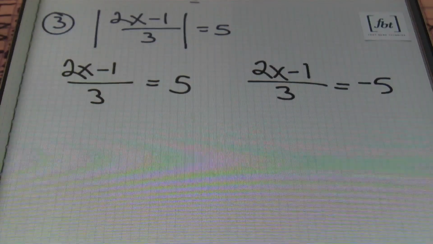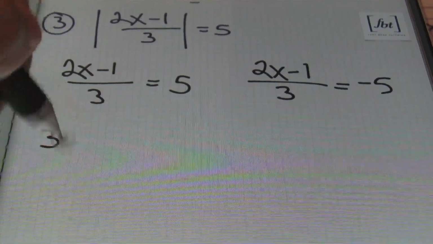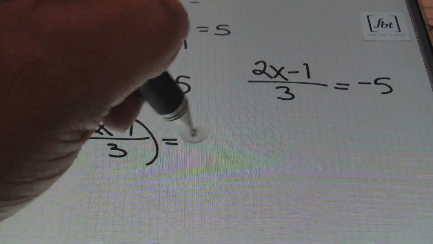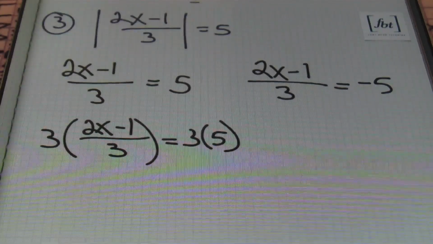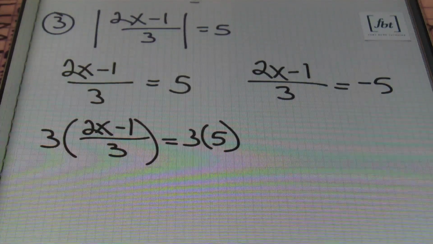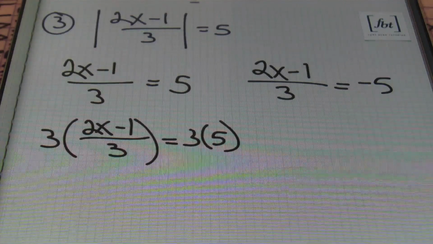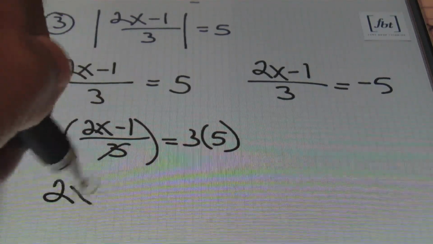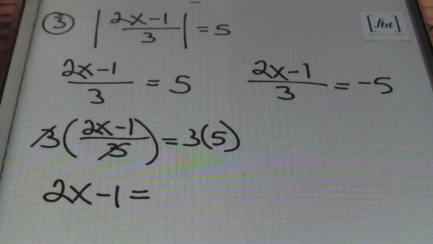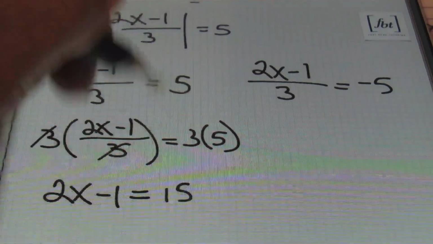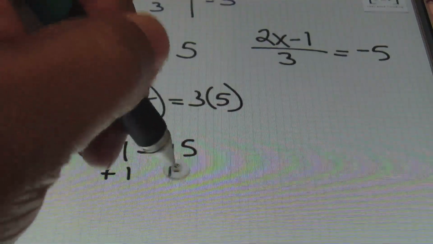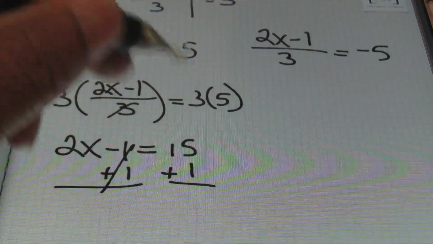All right, I like to clear out my fractions. So this is going to be 3 times 2x minus 1 divided by 3 equals 3 times 5. That's right, multiplying each and every term by that common denominator. What that allows me to do is to cancel out these 3's here. All right, so now I have my equation rewritten as 2x minus 1 equals 15. From here, I'll be adding 1 to both sides. That's right, adding 1. 1's cancel out.